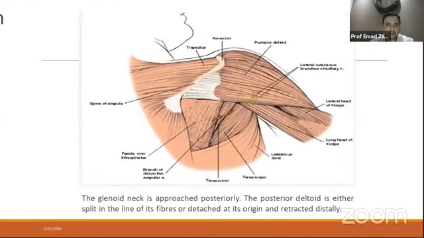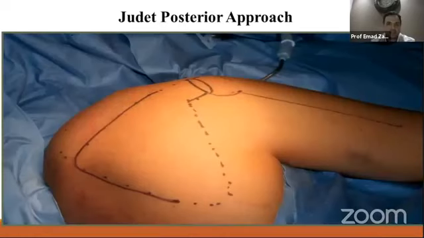The glenoid neck is approached posteriorly if the fracture is posterior, but to approach the anterior glenoid rim, you have to do a deltopectoral approach. For the posterior glenoid rim or scapular neck, you have to go posteriorly. The posterior deltoid is either split in line of its fibers or detached at its origin and retracted medially. This is the Judet posterior approach, and this is the patient in lateral decubitus position, and this is the humerus, and this is the scapula.